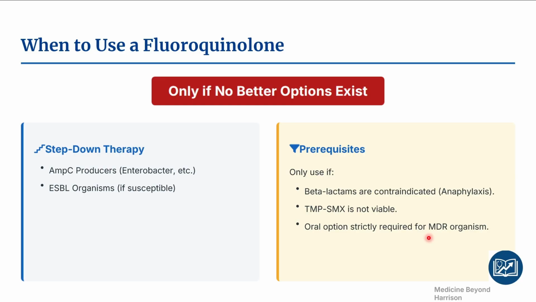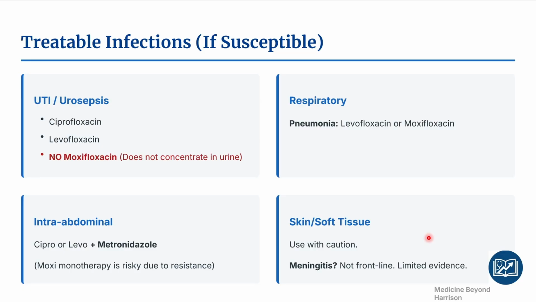This is the most important takeaway slide of this talk. Treatable infections: for UTI and urosepsis, ciprofloxacin or levofloxacin can be used, but not moxifloxacin. Respiratory: levofloxacin and moxifloxacin can be used, also called the respiratory fluoroquinolones. Intra-abdominal: cipro or levofloxacin with metronidazole. Moxifloxacin monotherapy is risky due to resistance.